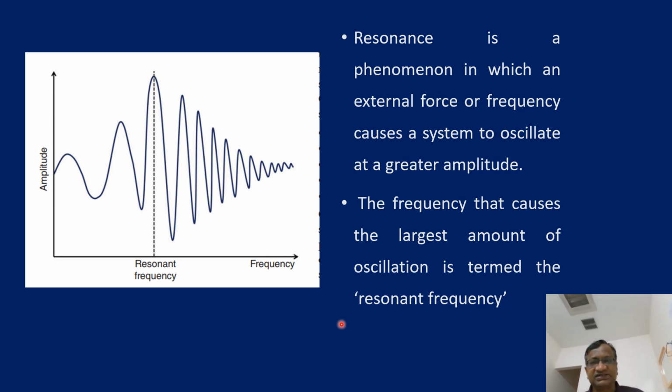Now I will show what is resonance. Resonance is a phenomenon in which an external force or frequency causes the system to oscillate at greater amplitude. Now the system is oscillating like this, okay? With an amplitude and at a frequency. Now you see the amplitude is 1 centimeter and the frequency is 2 hertz. We'll keep it like this.